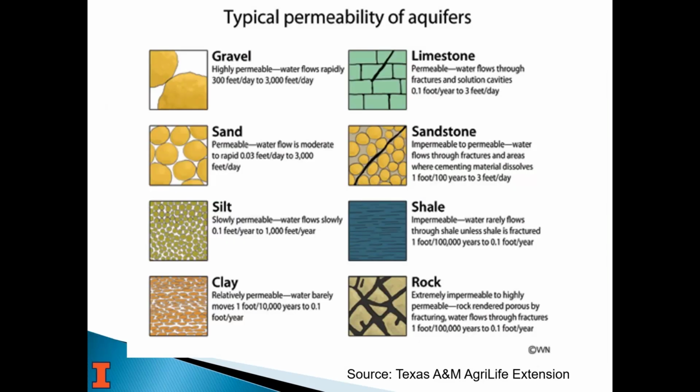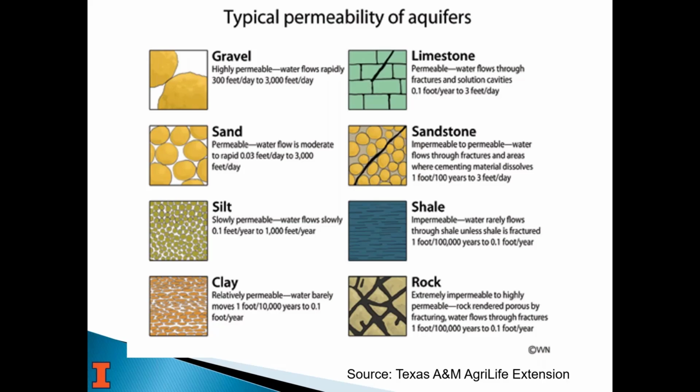So as far as I talked about sand, silt, and clay, and gravel, the larger the rocks, the easier it is for water to flow between them. And so gravel is really highly permeable, which means that water can flow through it really rapidly, as much as 3,000 feet a day. Whereas the particles get smaller as you get down to silt and clay.